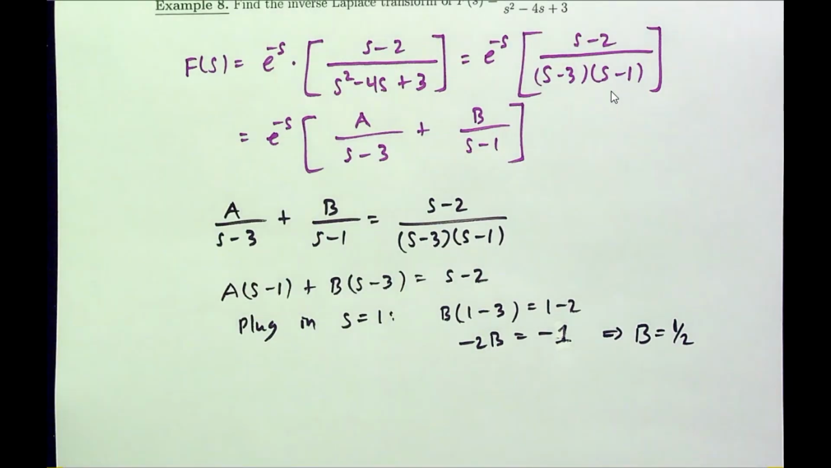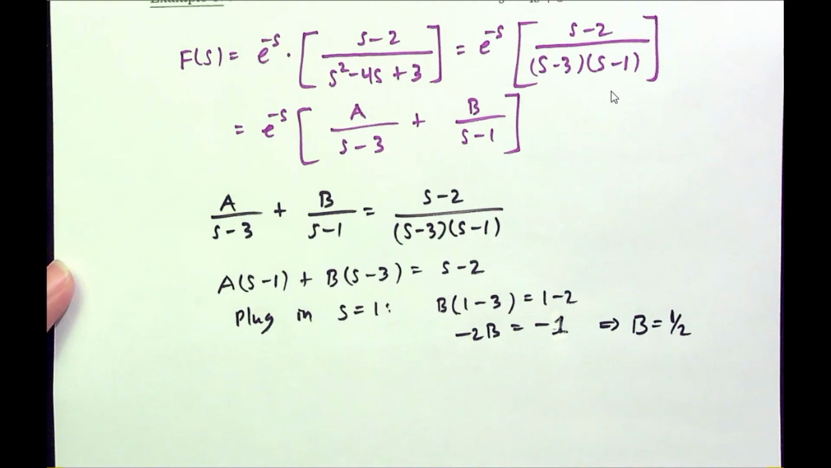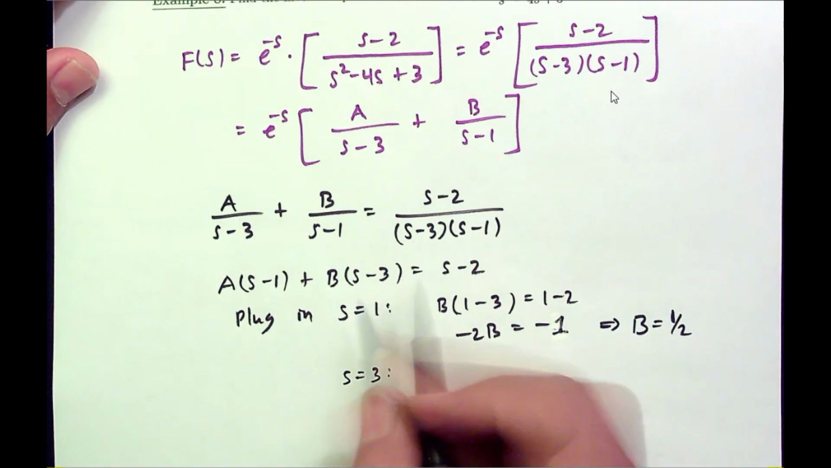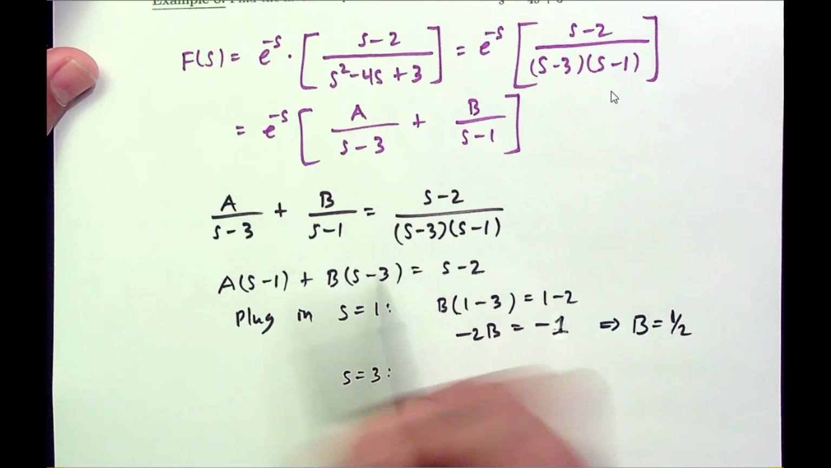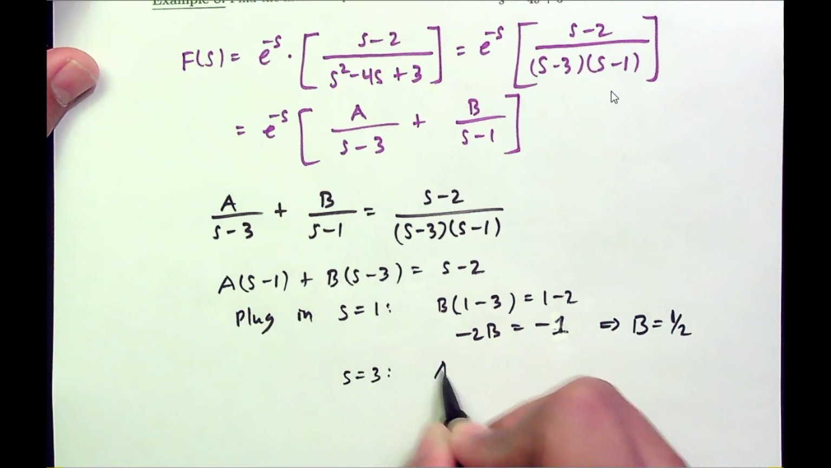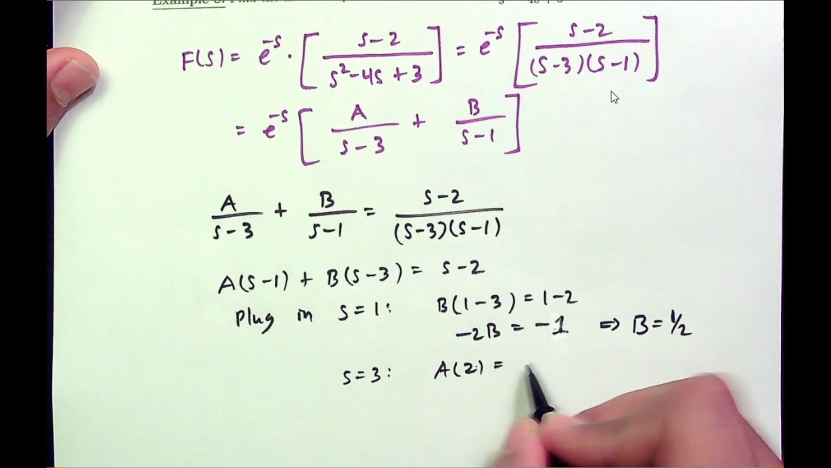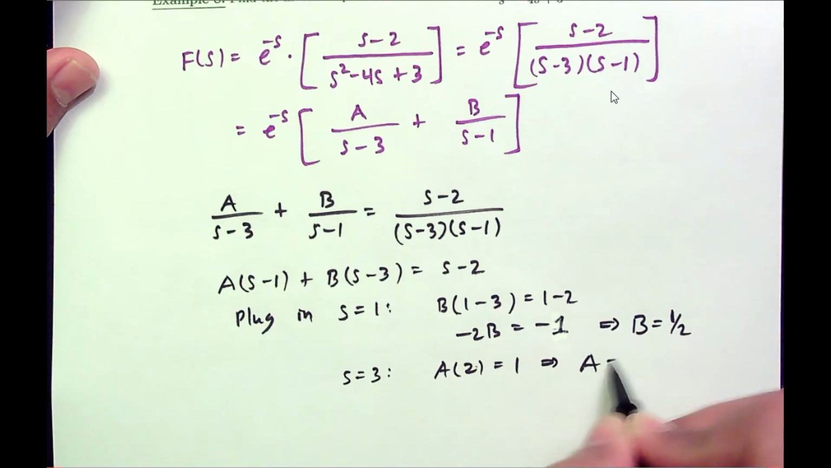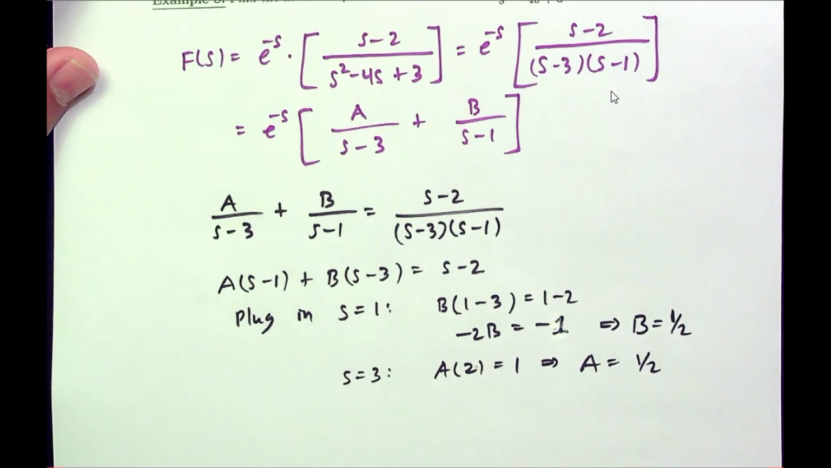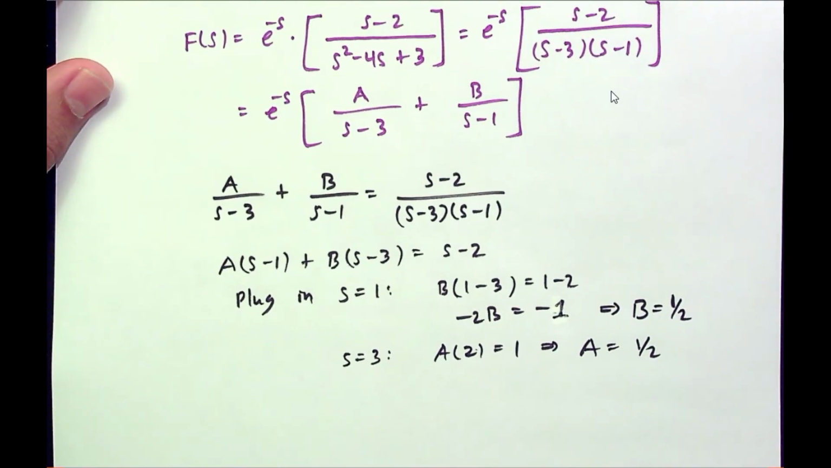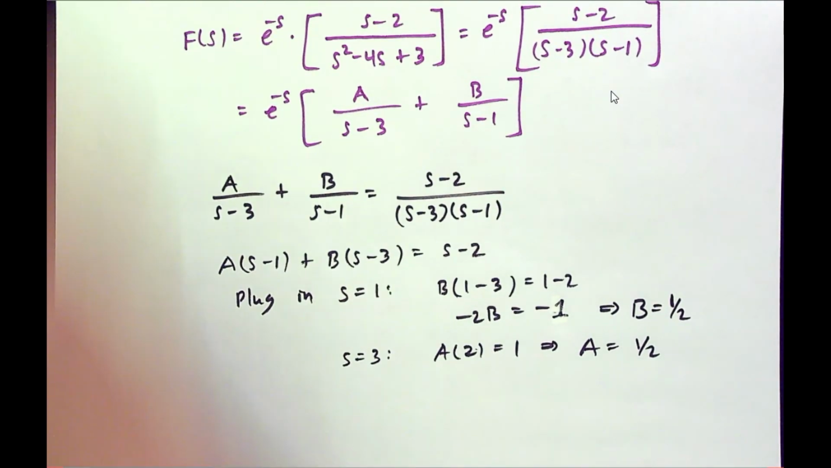B equals 1 half. And now plug in s equals 3 to cover this one up, we get 0 here. You're going to get 3 minus 2 is 2. A times 2 equals, plugging in 3 here, you get 1. So it happens that a actually is also 1 half. So then we can continue solving the problem.